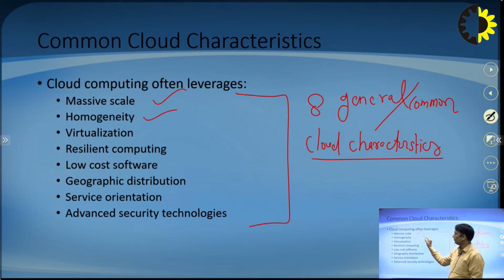Then homogeneity. What is homogeneity? Homogeneity means that here every service, its quality and deployment, everything is homogeneous in nature. That means it is provided for every person in a fair way. There is no discrimination. Homogeneous, similar to everybody.